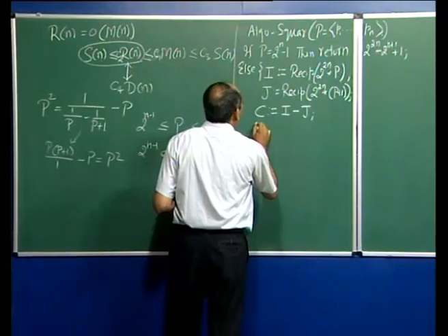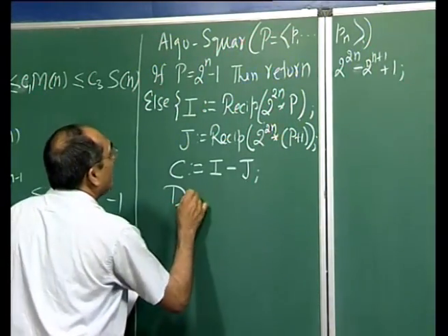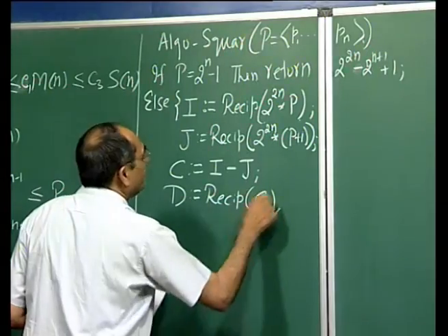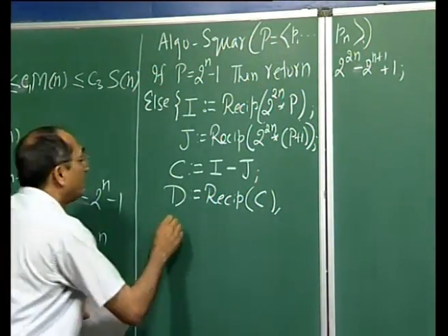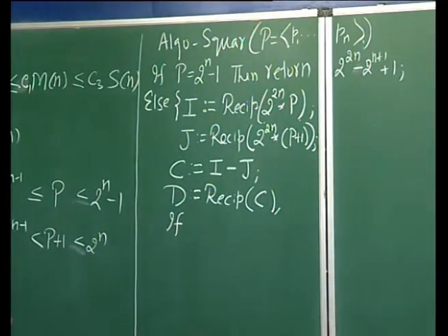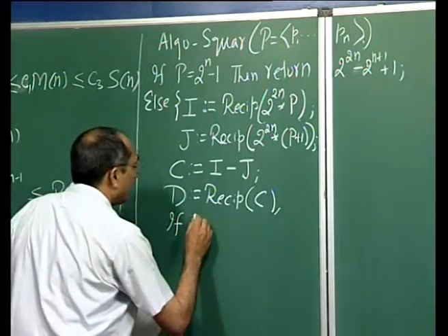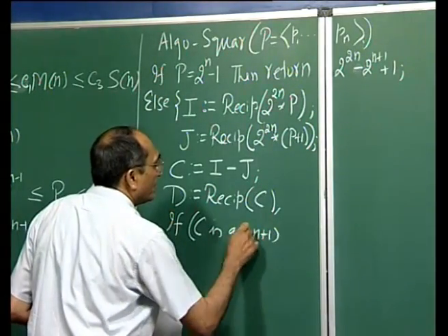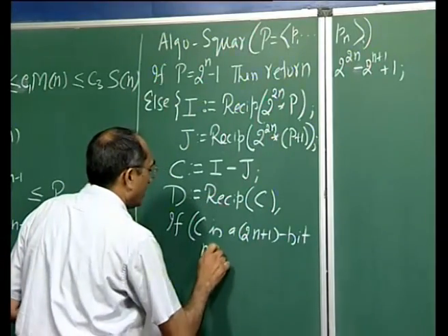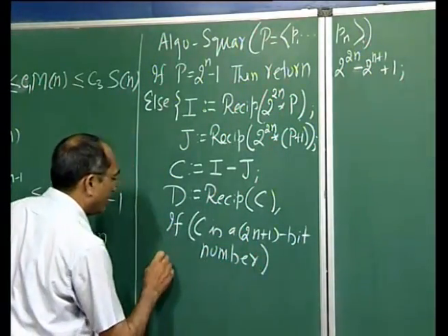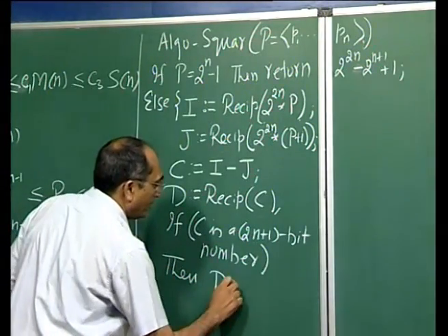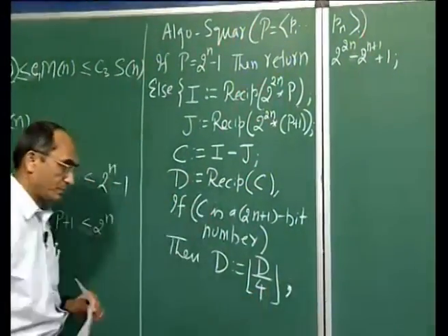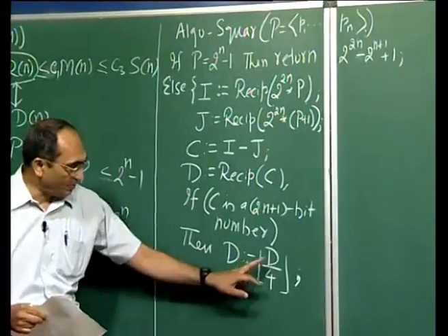Then we are computing d. d is the reciprocal of c, and now here one special situation arises, which we will understand later on. That is, if c is a 2n plus 1 bit number, then define d to be d by 4; d will be replaced by d by 4.